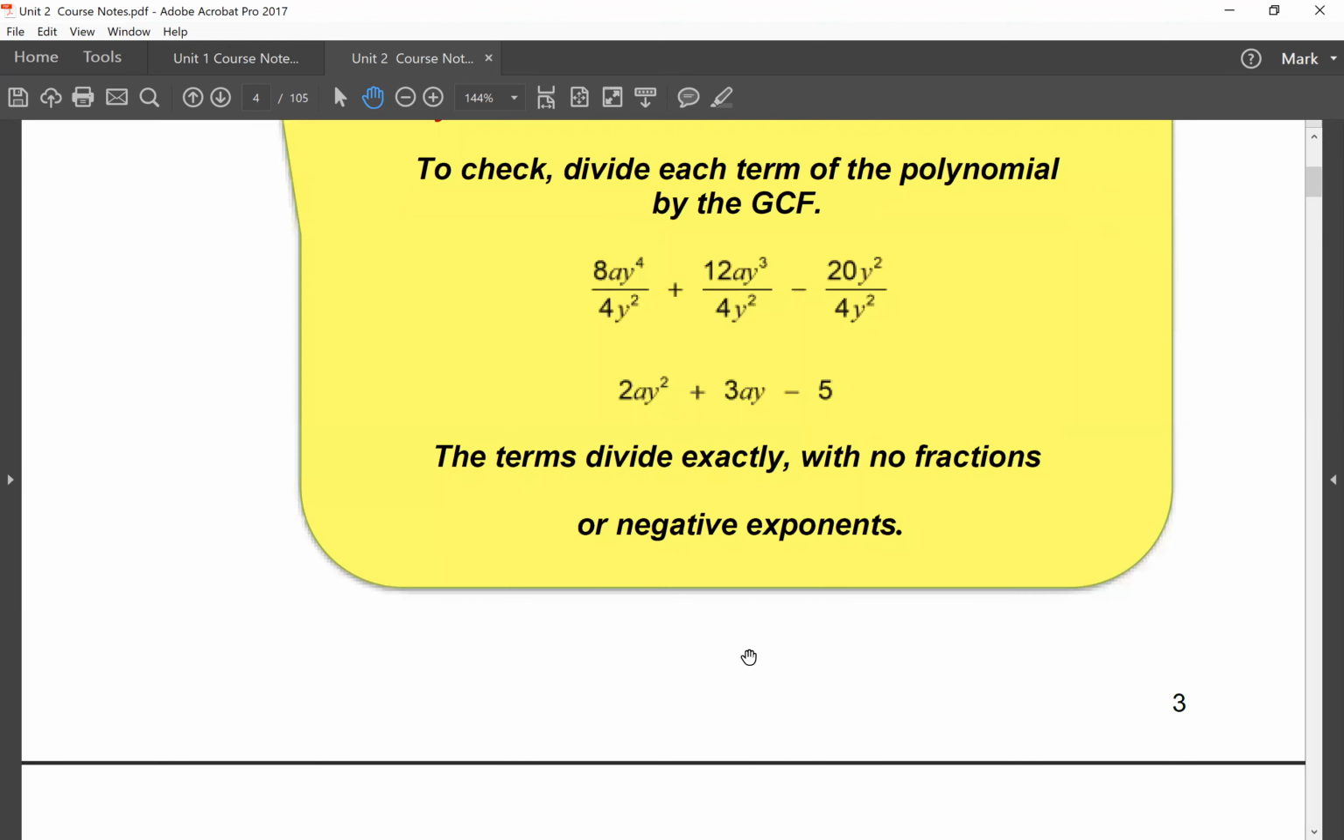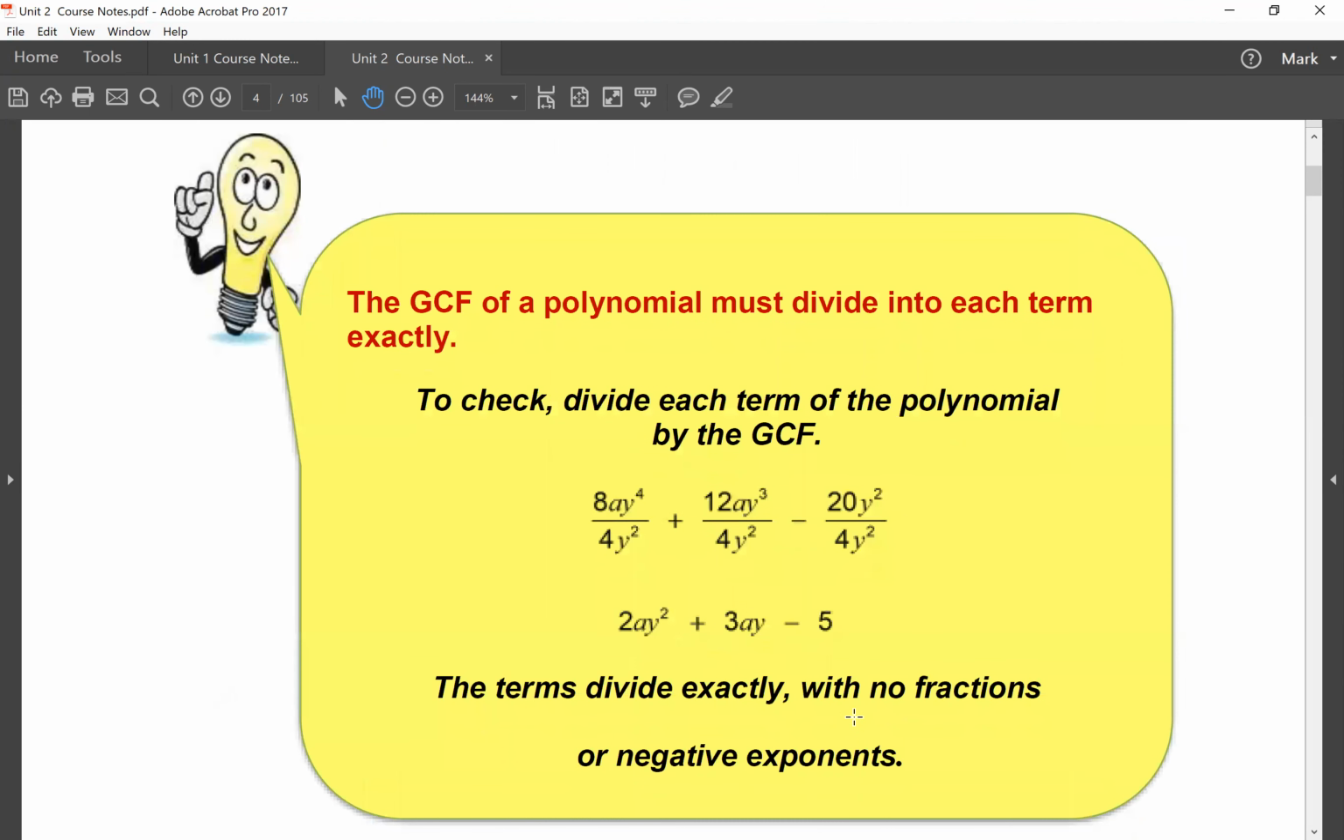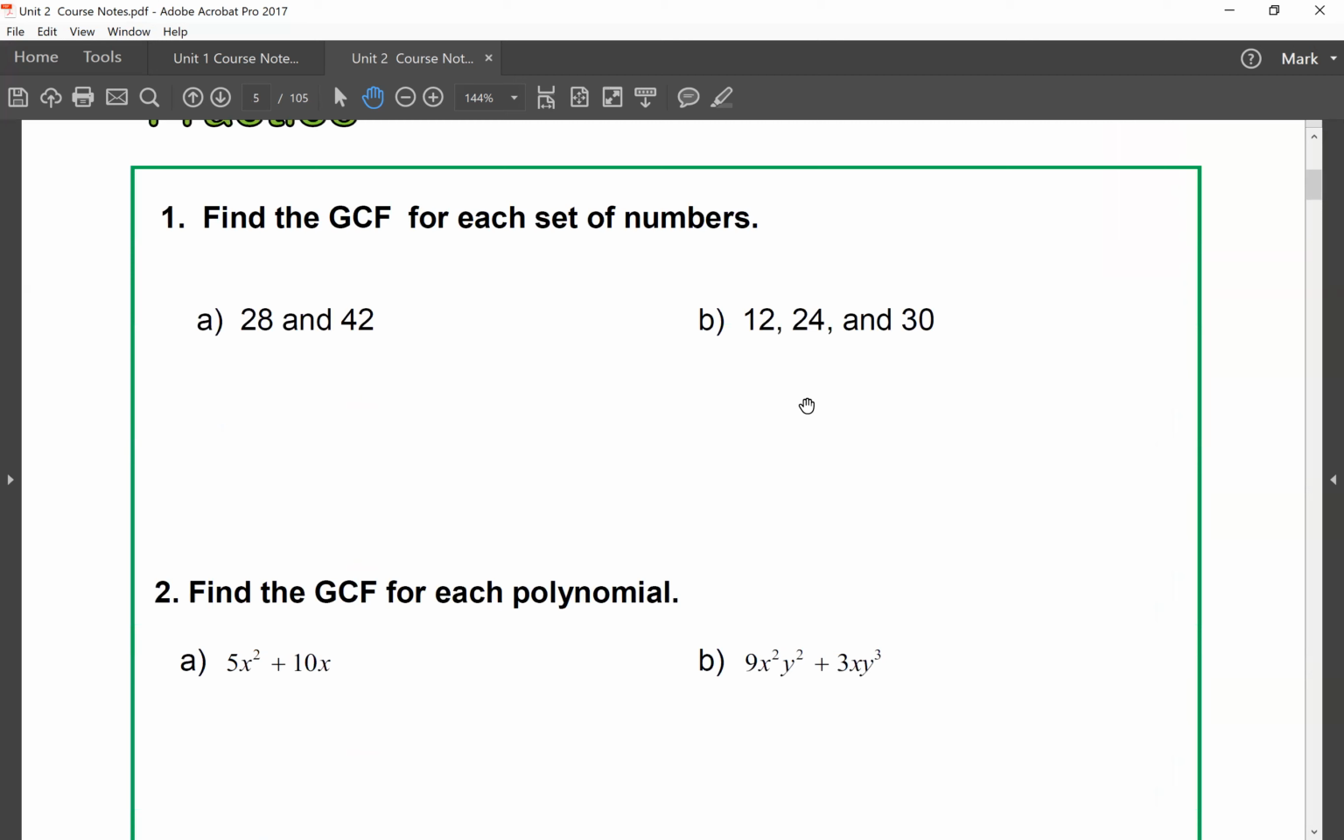So let's practice. What is this? I hate this light bulb. What does this light bulb have to say? The light bulb says, sorry for coughing into the mic, my bad: the GCF of a polynomial must divide into each term exactly. Of course, light bulb, we know that.